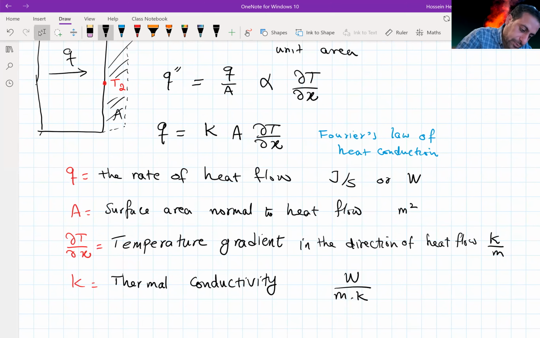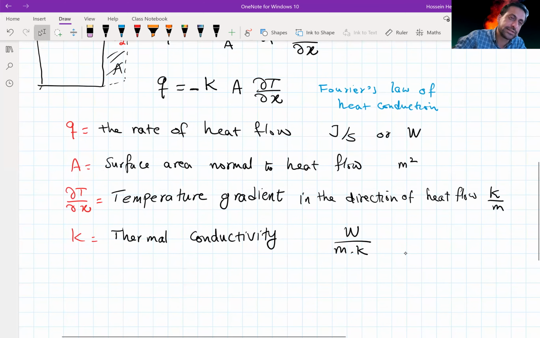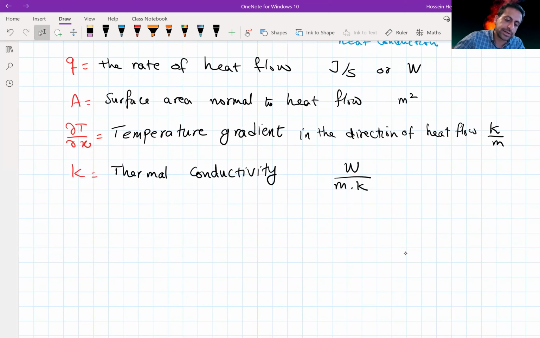There is a missing point here. We have a negative sign. Q is minus KA dT dx. The minus sign is necessary because the heat is flowing in the direction of negative gradient, from the higher temperature to the lower temperature. So in order to get a positive heat flow rate, we need this negative sign to appear here. Now that we are talking about thermal conductivity, let me give you a little bit of detail about that.